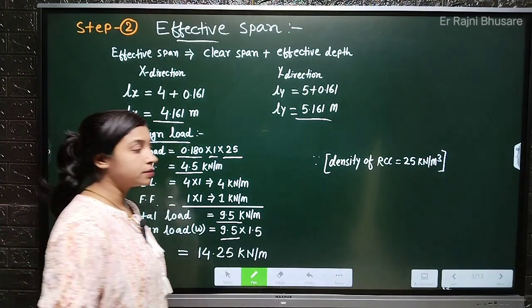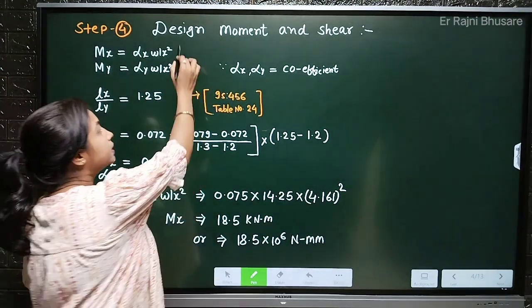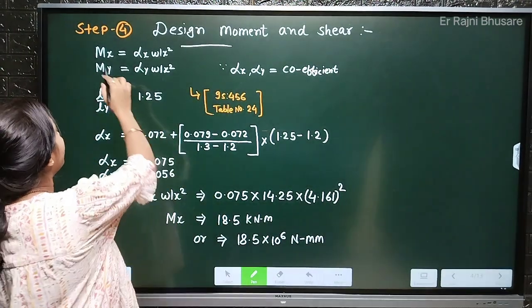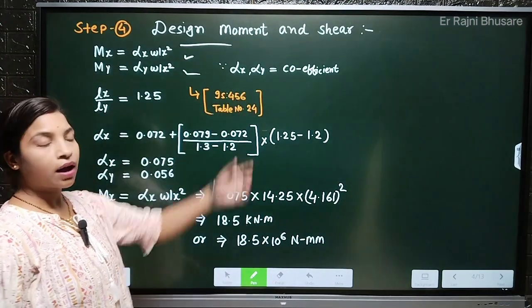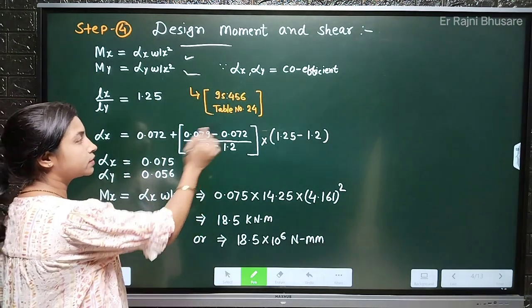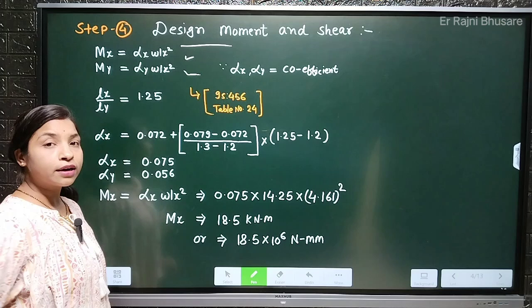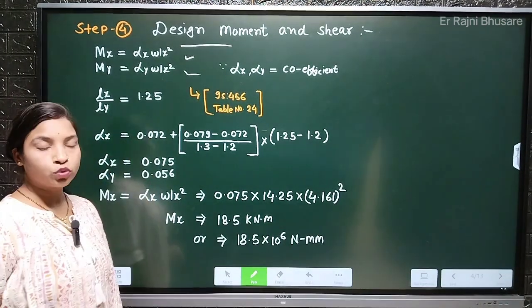And our next step is to determine the design moment and shear. With the help of these coefficients, moment about X and moment about Y, where alpha X and alpha Y are coefficients. This is given by IS code 456 table number 24. After that we have to determine the ratio Lx upon Ly, which is 1.25.